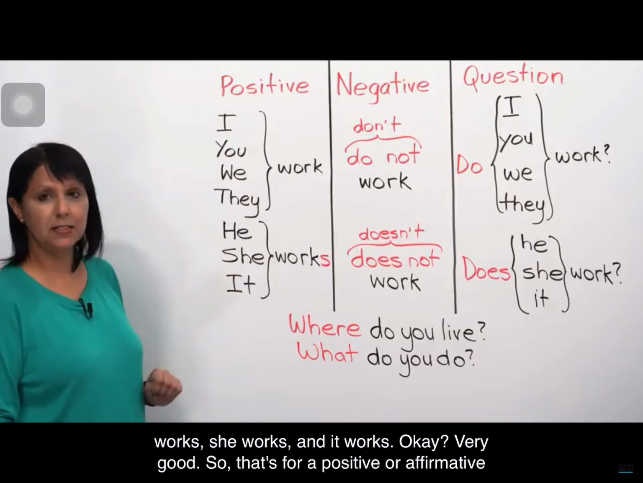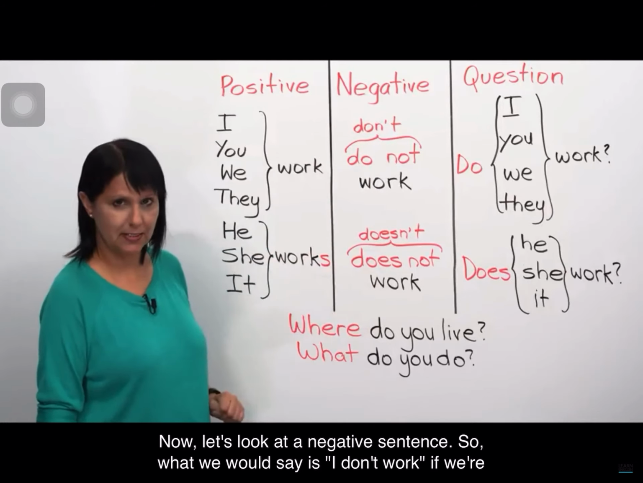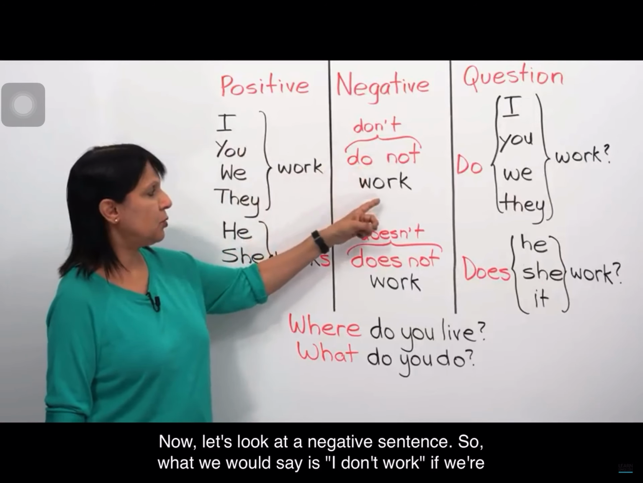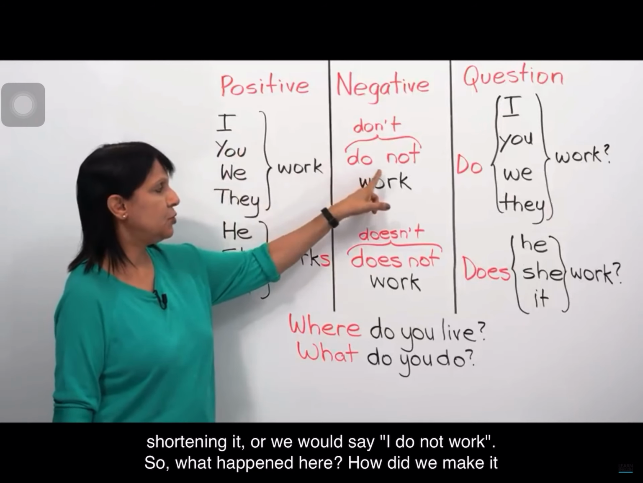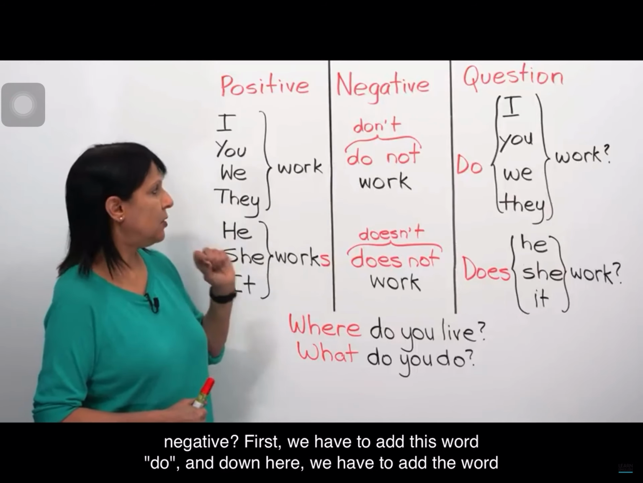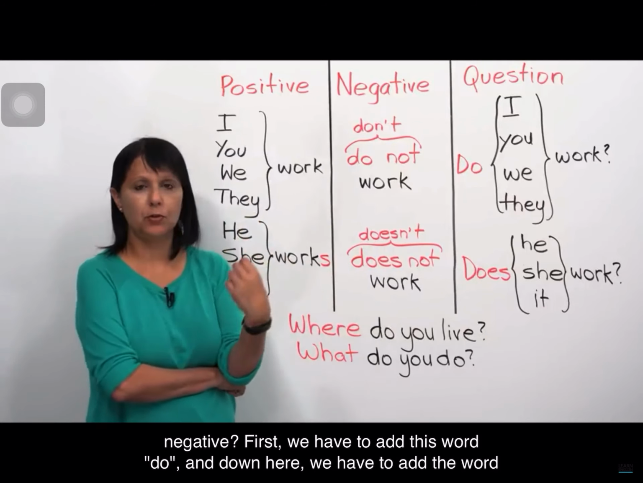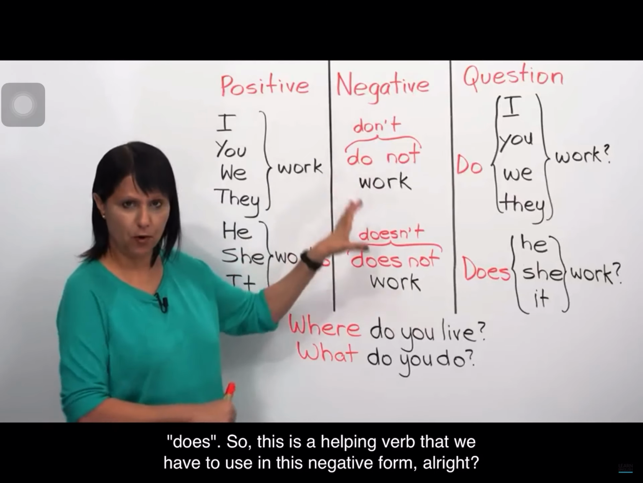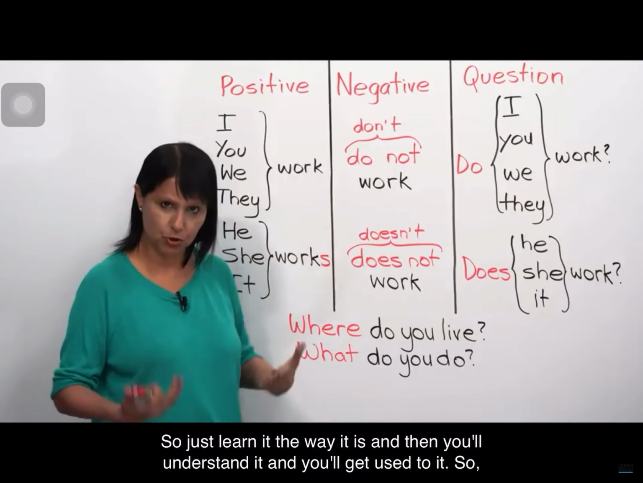So that's for a positive or affirmative sentence. Now, let's look at a negative sentence. So, what we would say is, I don't work, if we're shortening it, or we would say, I do not work. So what happened here? How did we make it negative? First, we have to add this word do. And down here, we need to add the word does. So this is a helping verb that we have to use in this negative form.